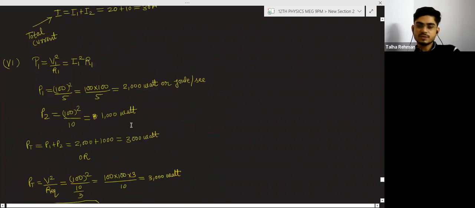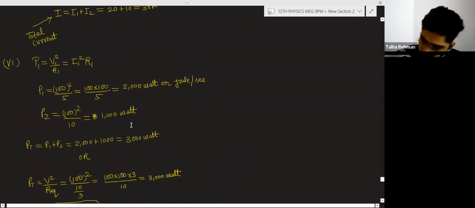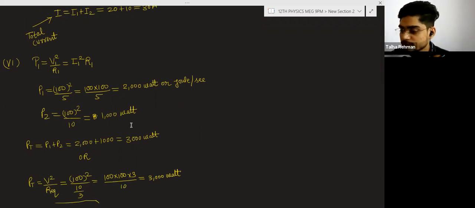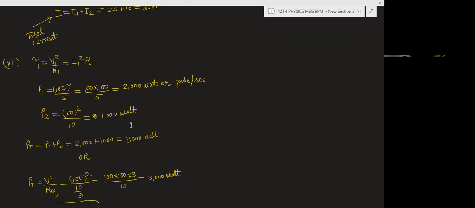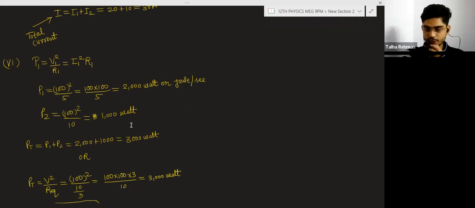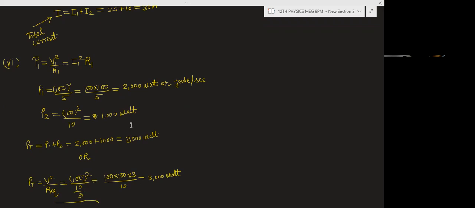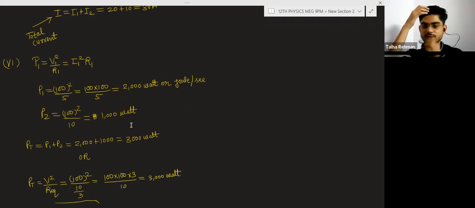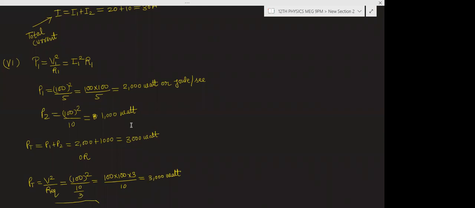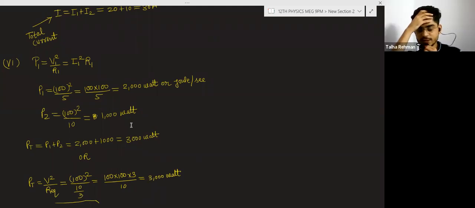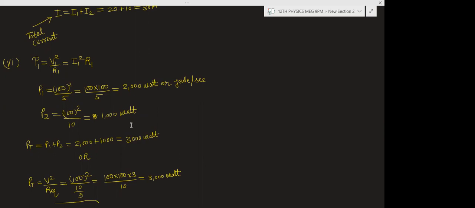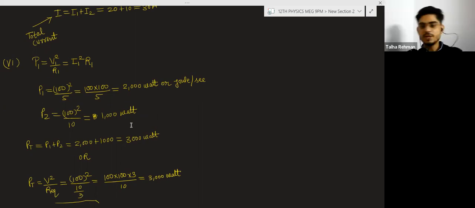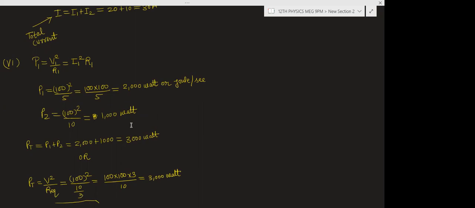Hamza, what is the unit of resistance? Resistance. Oh, resistance. Ohm. Very good. What is the unit of current? Current is ampere. Very good. Unit of charge? Unit of charge is coulomb. Very good. What is Ohm's law?